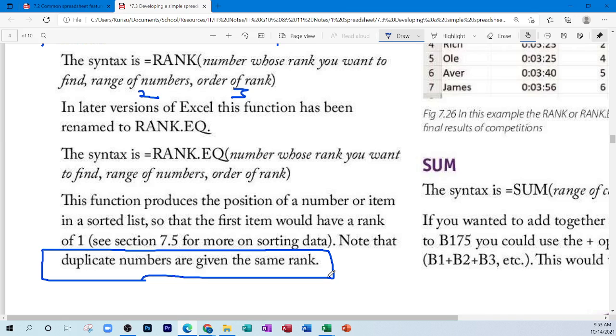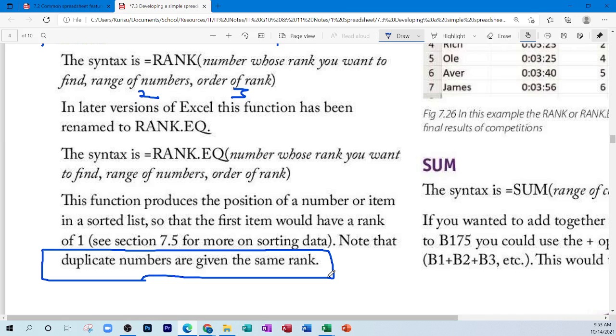So if two persons tie, yes, they do get the same position. If two persons tie in a race, they get the same position. They both get first or they both get second because they came in at the same time. They crossed exactly at the same time. They're at equal level, so they get the same position.